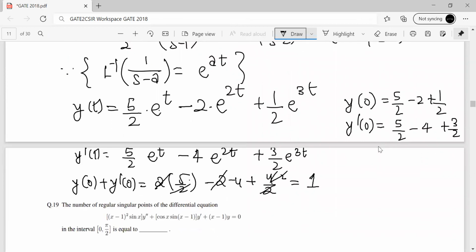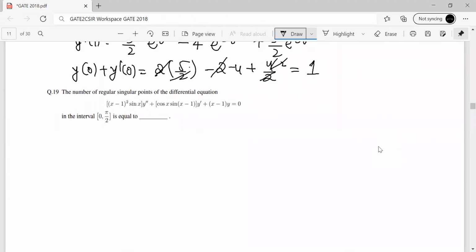Sorry. Now let's find this one. So you are given the number of regular singular points of the differential equation in this interval. So in this interval, you have to find out the number of regular singular points. So let's find out the number of regular singular points, RSP.